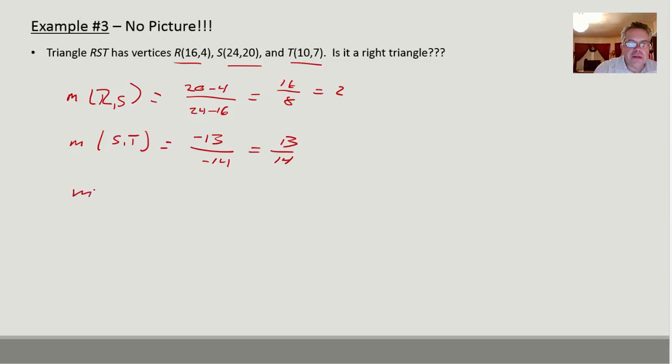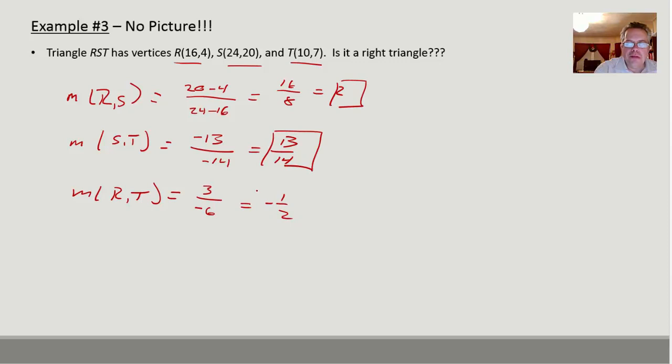And finally, the slope between R and T. So, okay, R and T, the first one and last one. 7 minus 4 is 3. And 10 minus 16 is negative 6. That's negative 1/2. So these are the slopes of the sides.